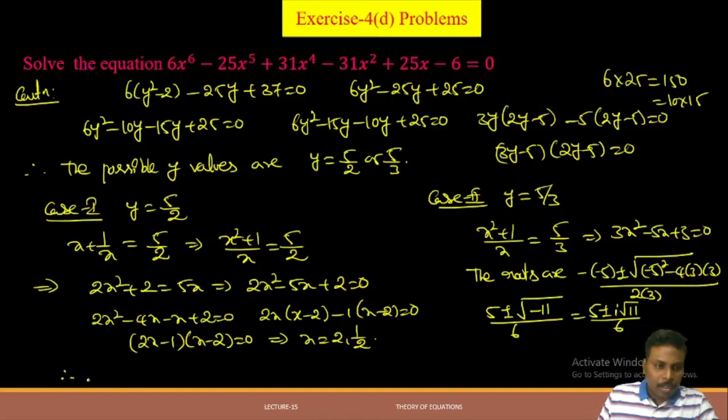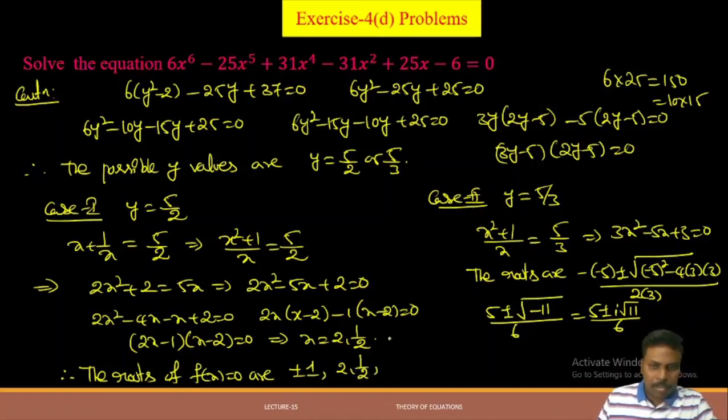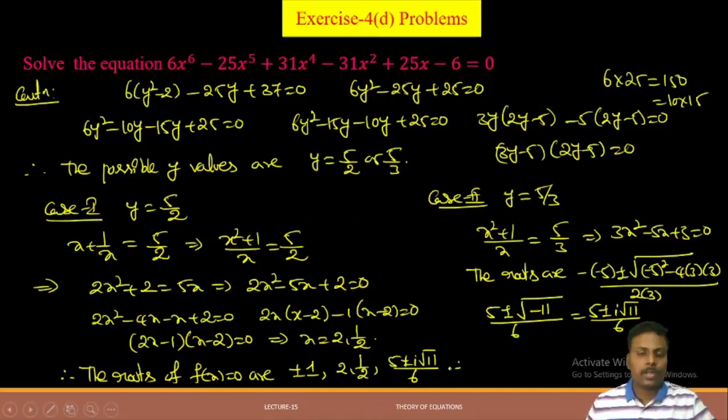Therefore, the roots of f of x is equal to 0 are plus or minus 1, 2, 1 by 2, and 5 plus or minus i root 11 divided by 6. So these are the roots of the given equation. This is how one can solve a given reciprocal equation. Hope you have understood these problems.